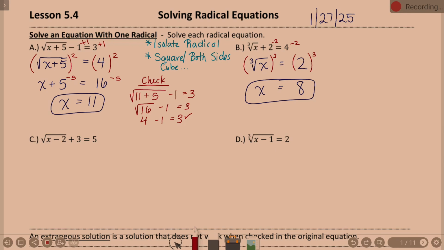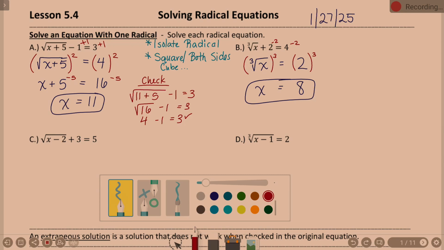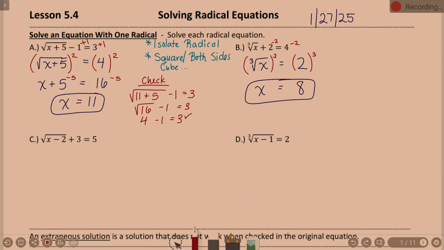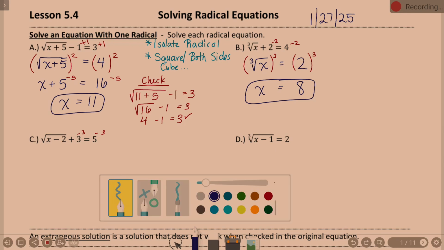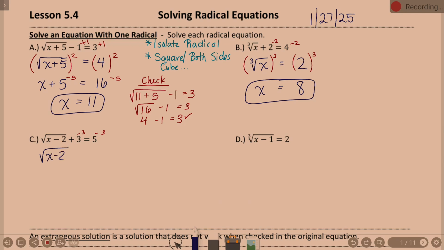Okay, you ready for C? What are you doing? Square root of x minus 2 plus 3 equals 5. Someone give me a step. Subtract 3 over. Okay, we're going to subtract the 3 because I need to get that radical by itself. So now I have square root of x minus 2 equals 2.